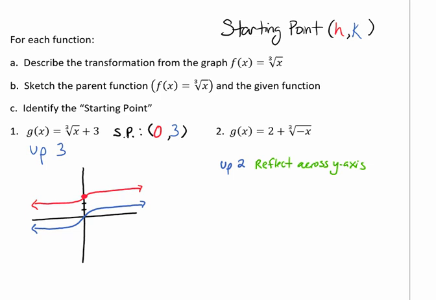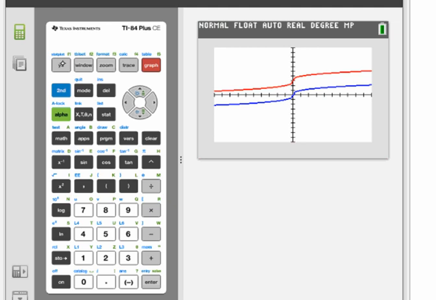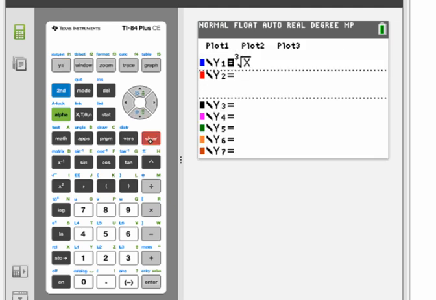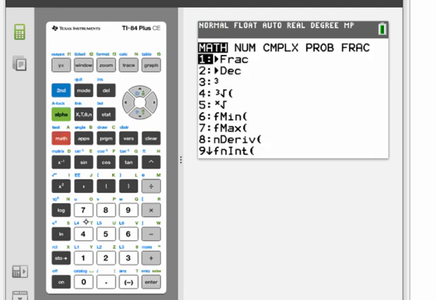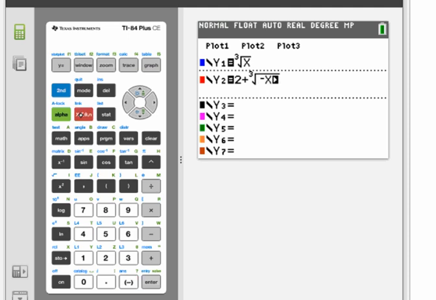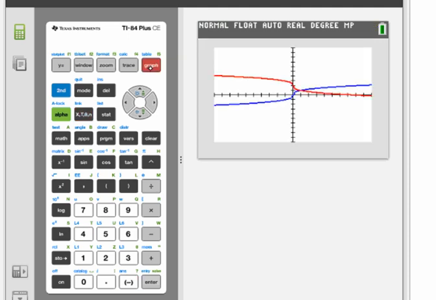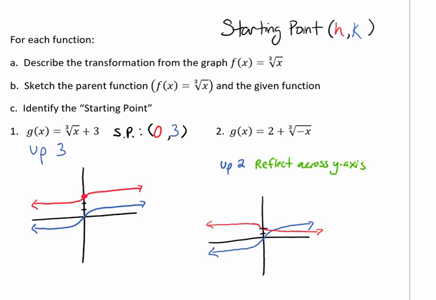So let's go ahead and plug that into our calculator. So we'll keep our parent function, and we'll change this next one to 2 plus the cubed root of negative x, and we'll graph that. Kind of makes a weird looking x, kind of. So let's go ahead and sketch that. And we see that our starting point for this one, instead of at 0, 0, it's moved up 2 places. So our starting point here is going to be at 0, 2.